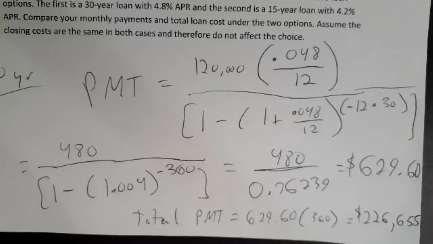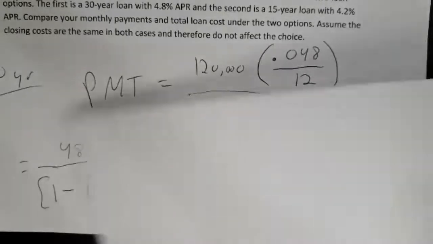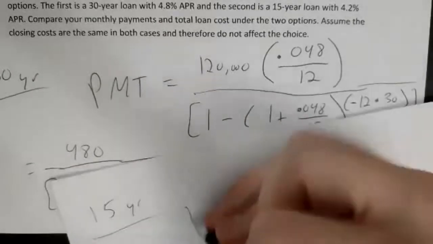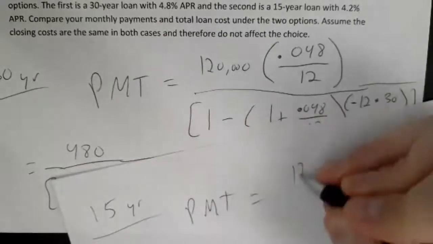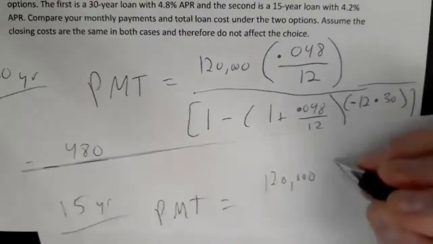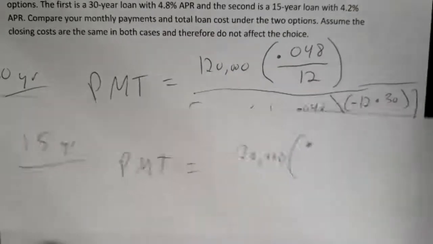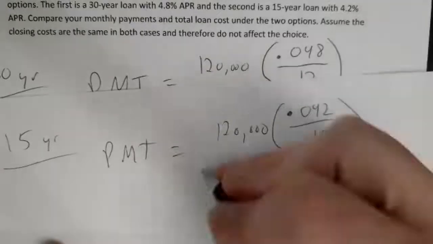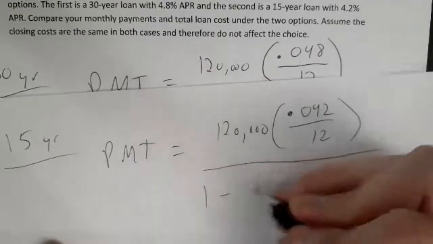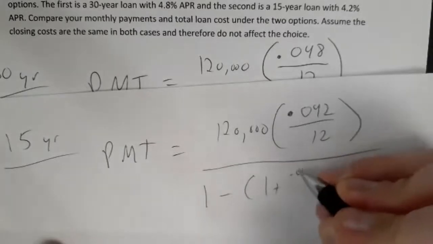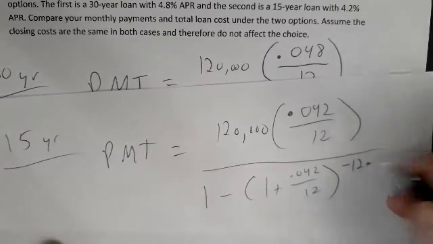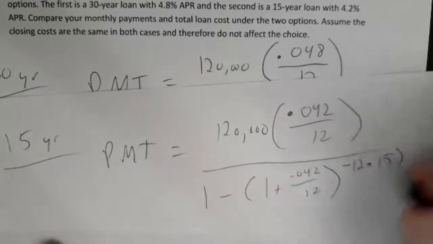Okay, so now we want to do the 15-year loan. The payment is very similar. I'm doing 120K. Now I'm changing my APR rate. Instead of 0.048, it's 0.042. I'm dividing this by 12. I'm doing 1 minus 1 plus, this is to the minus 12 times the number of years, which here is 15.